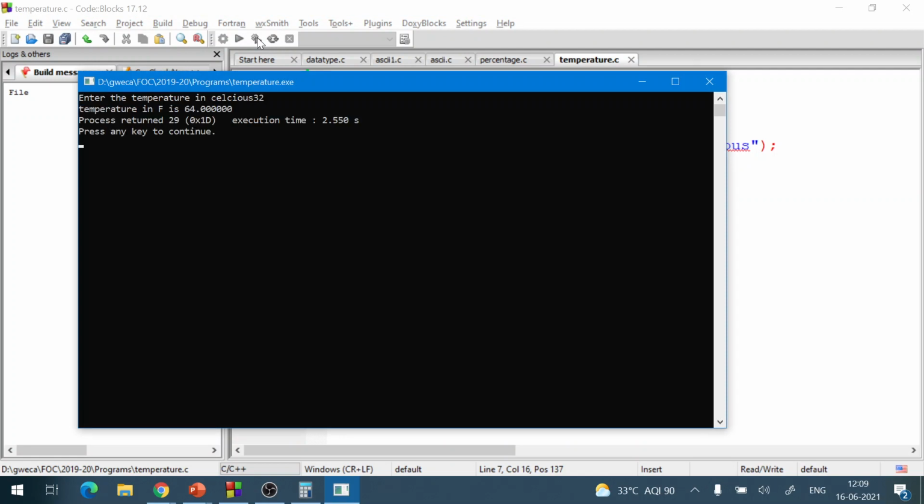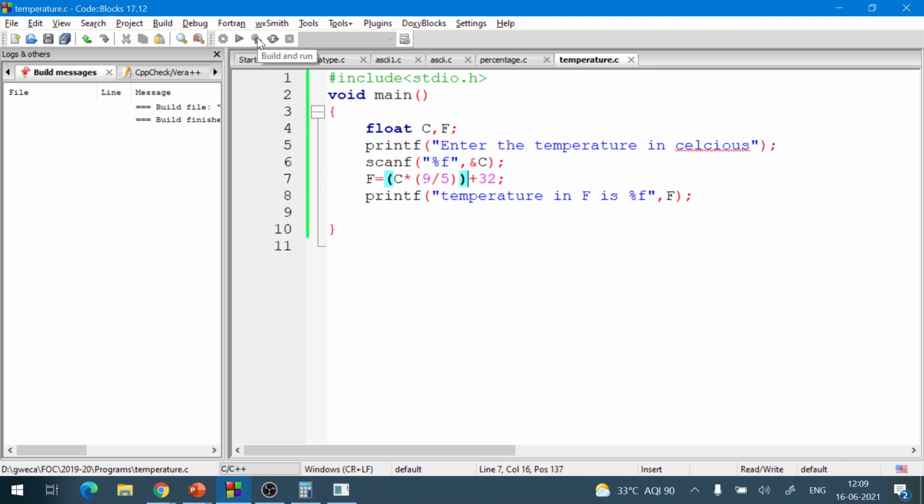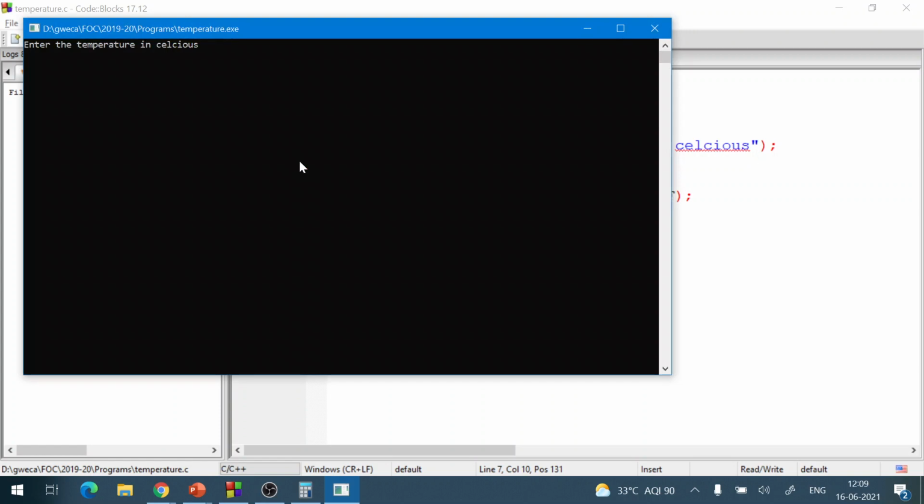For 32 degrees, the answer is 64. Now the answer is coming as a proper 64. Why 64? Because I have given 32, this is giving answer 1, and this is becoming 32 plus 32, that is 64. Now if I don't place this and give input as 32, then again this is giving 89.59.